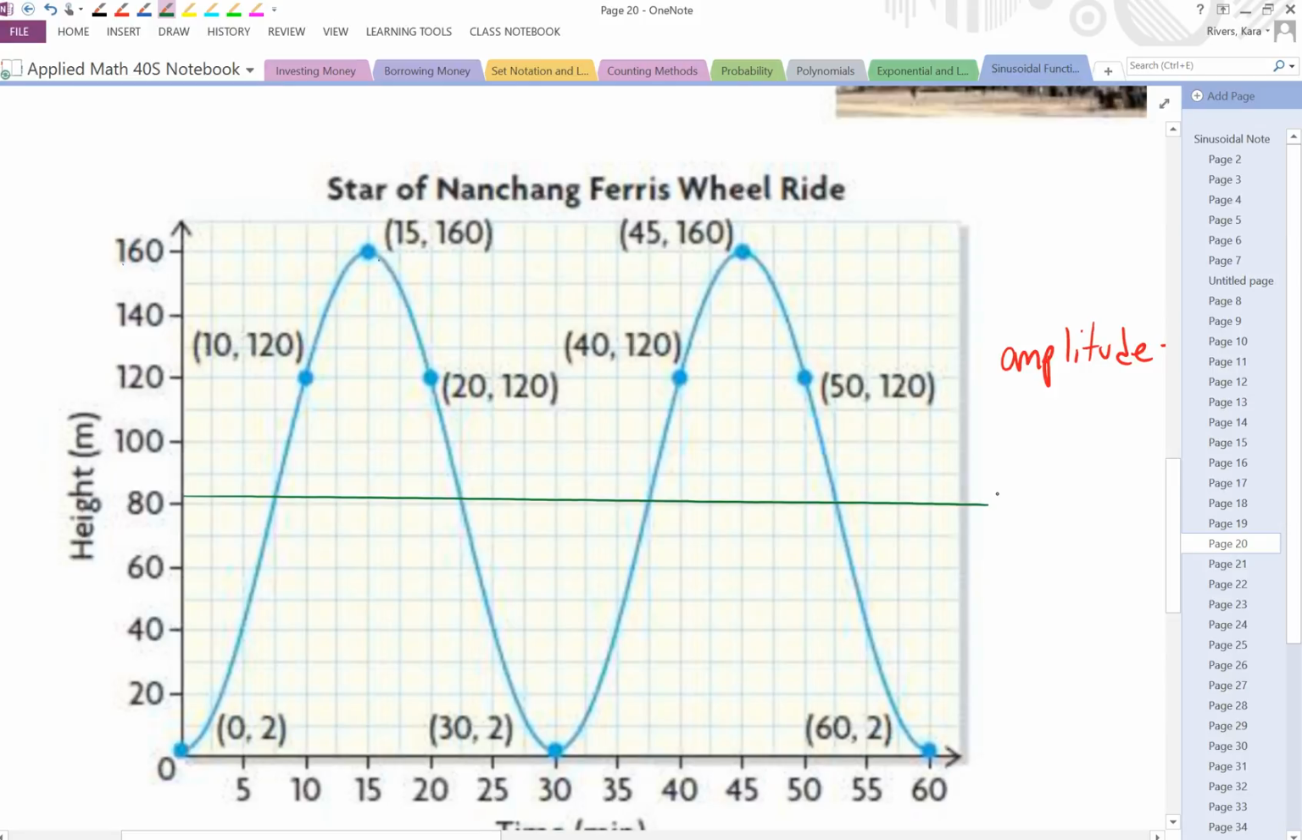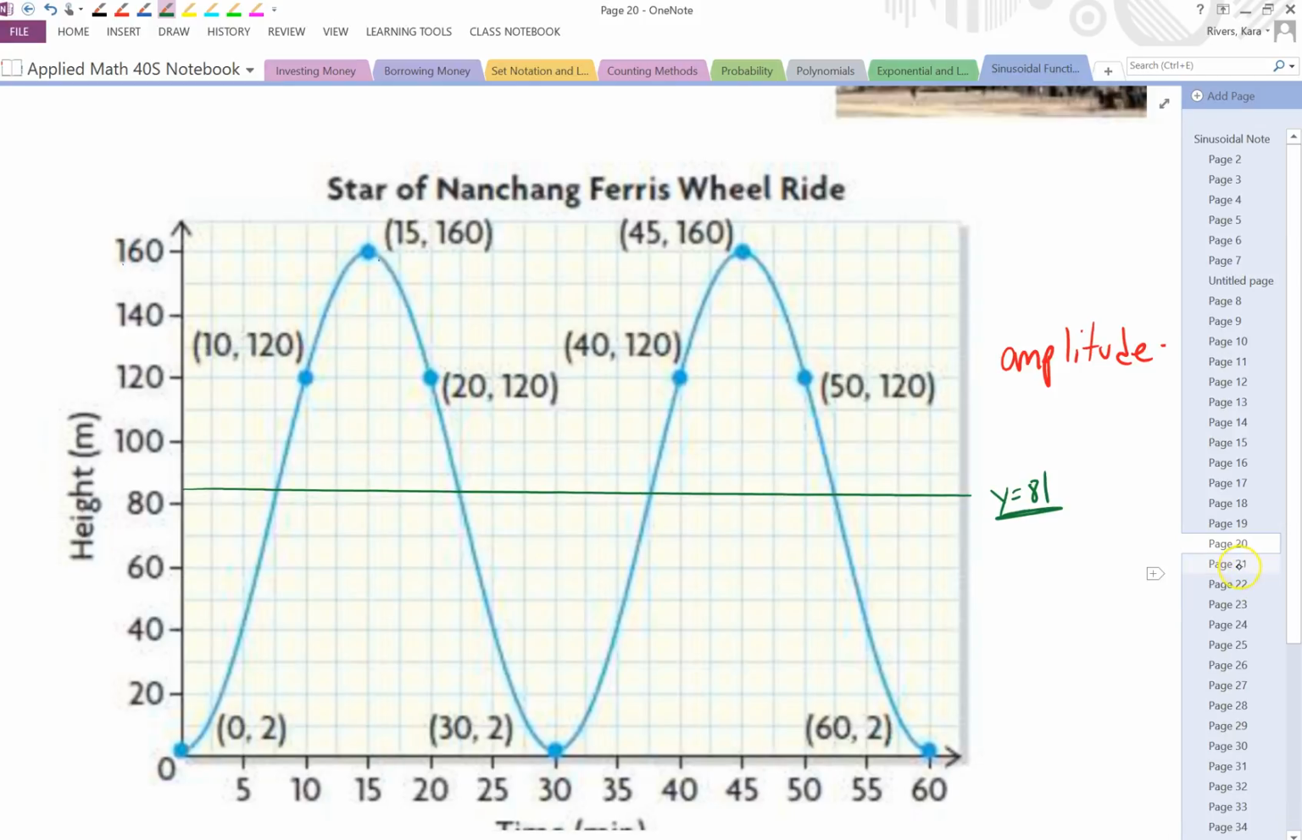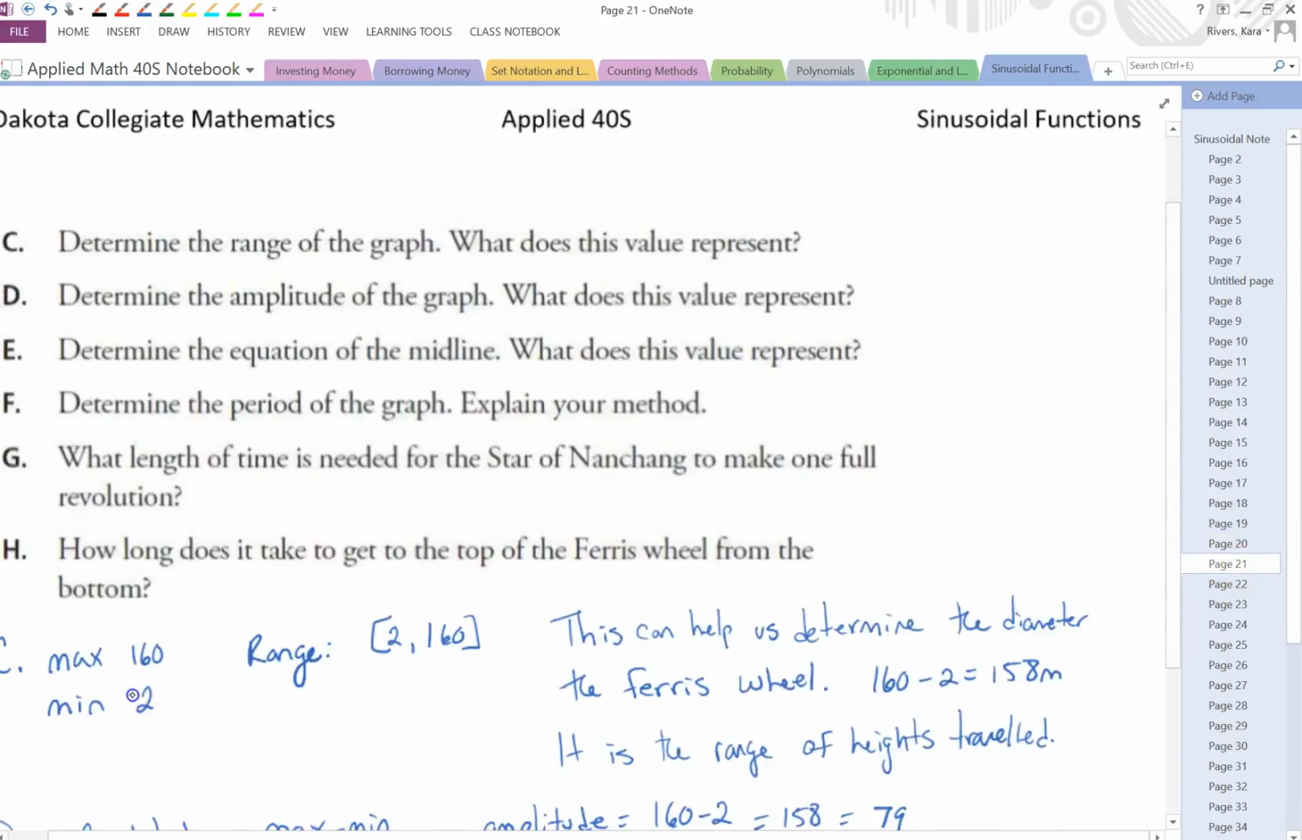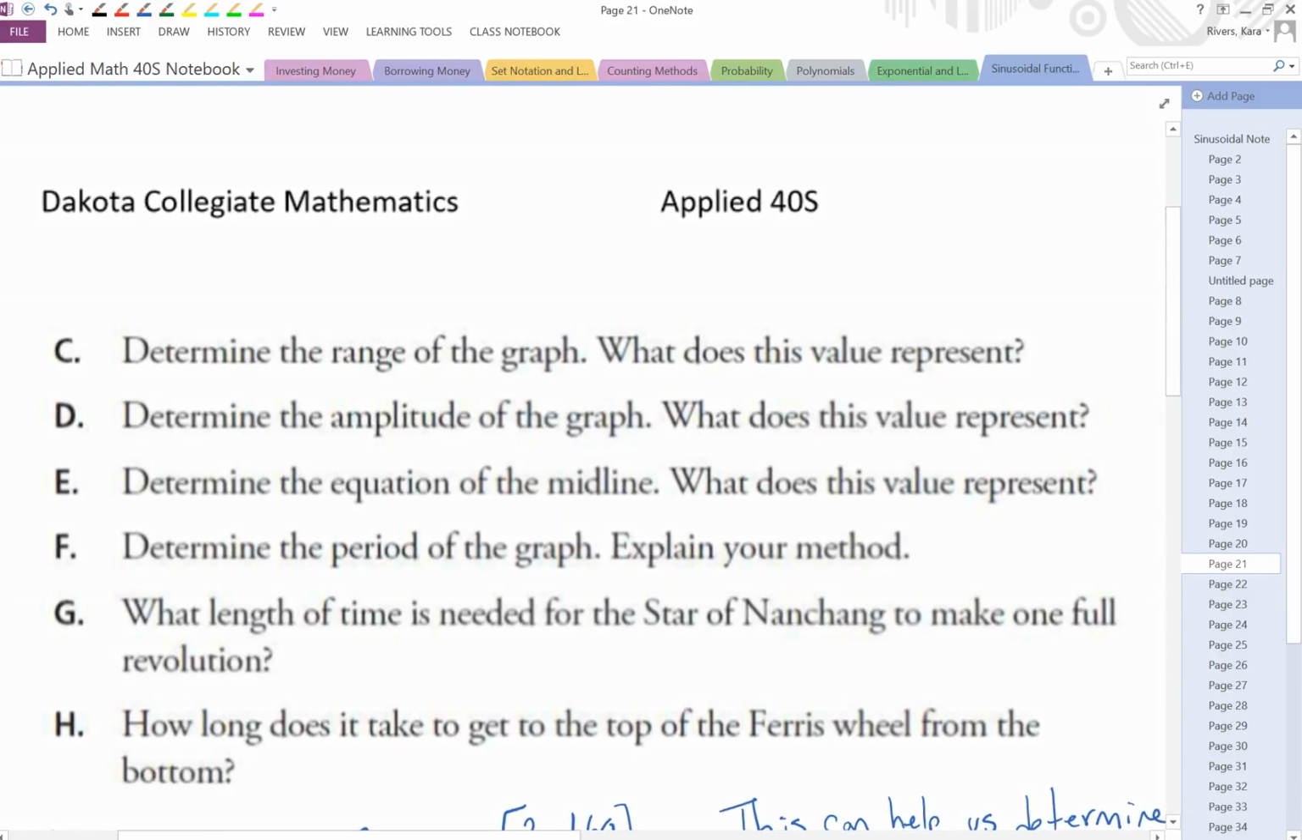So that would be at y equals 81. Make sure that that's as an equation, okay? All right, let's go back to the questions on the other page. So we're at the equation of the midline.